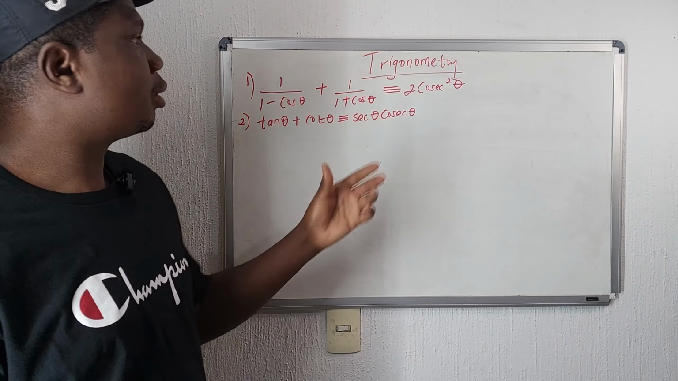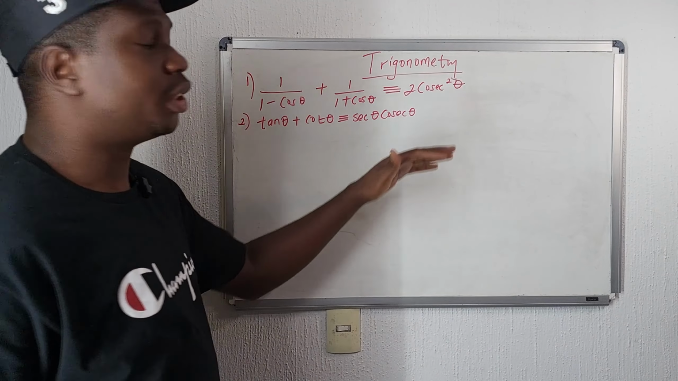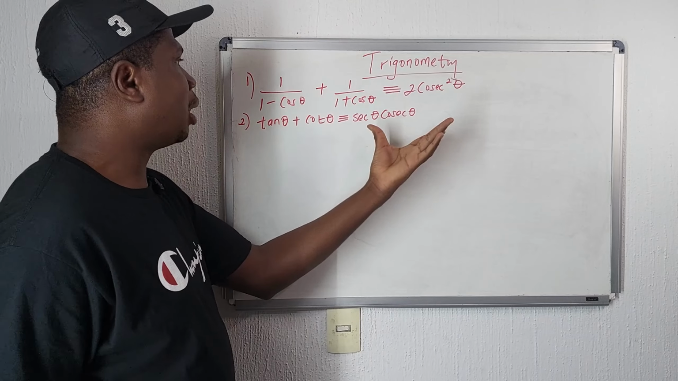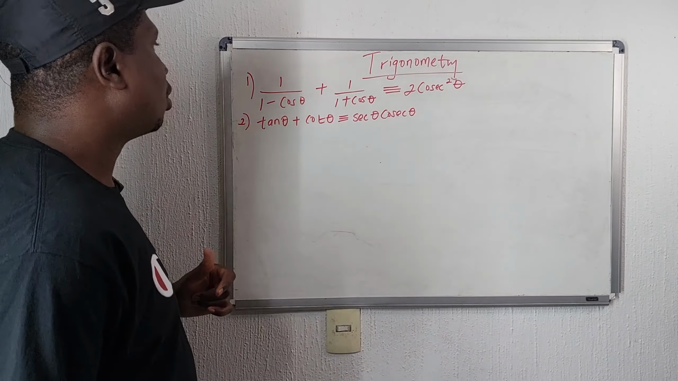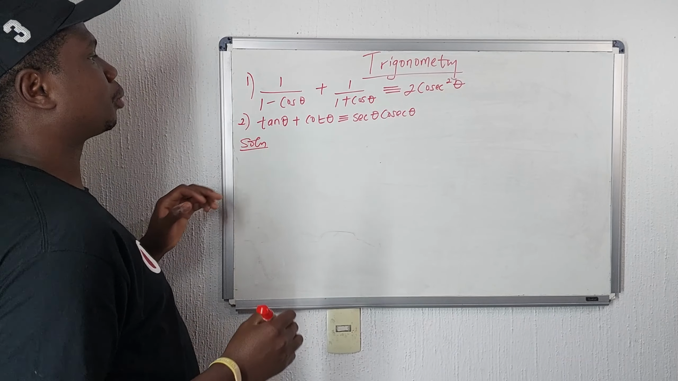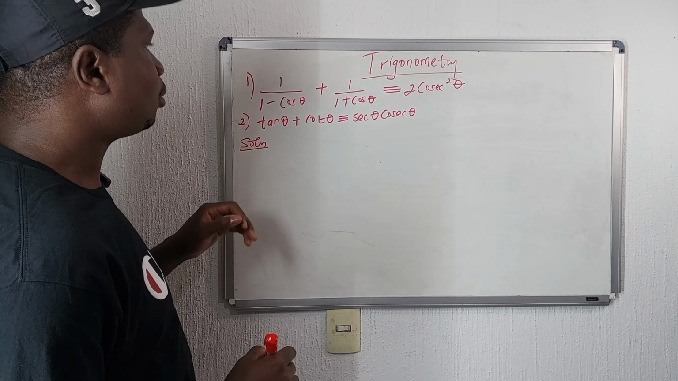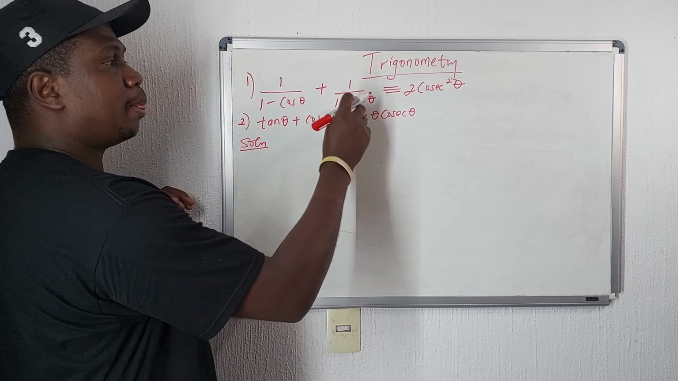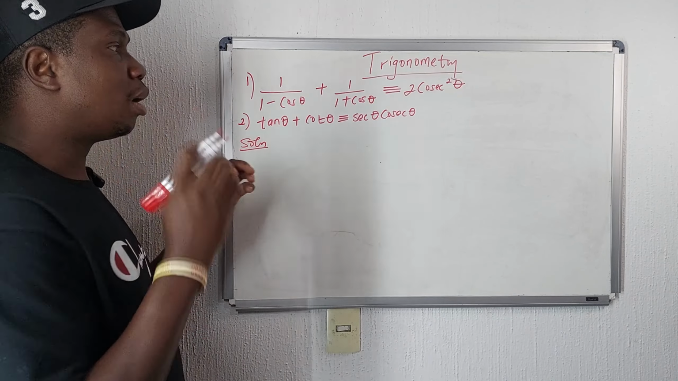Today we have these two questions to solve on trigonometric identity. So basically, how can we solve this first one? What we can do first is say solution. Now, we could take the LCM of this.